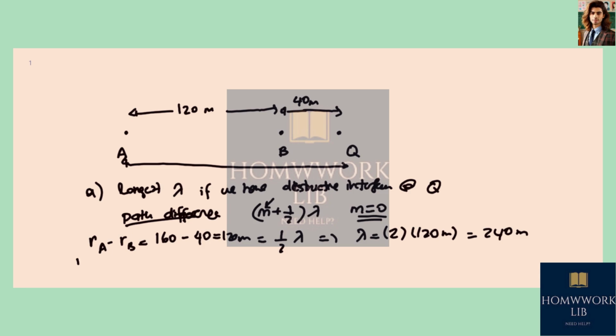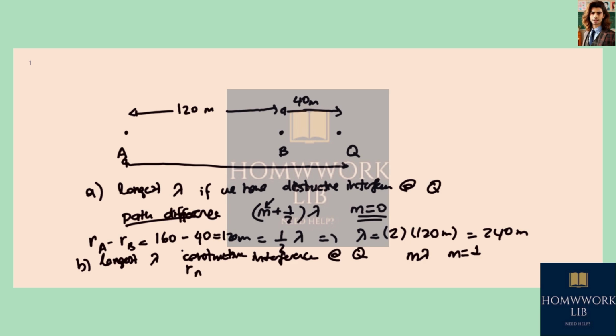Now in part B, we are asked to calculate, again, the longest lambda. This time we want constructive interference at Q. So when that's the case, as you know, the path difference has to be equal to m times lambda. And in order to find the longest lambda, we're going to have to take m equals 1.